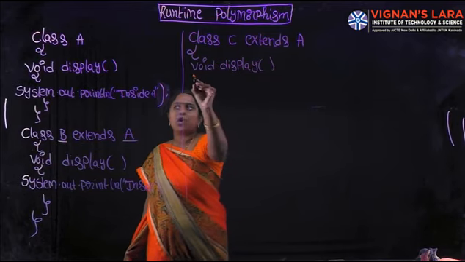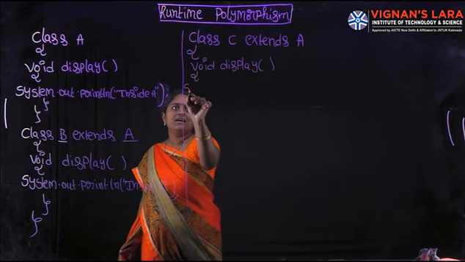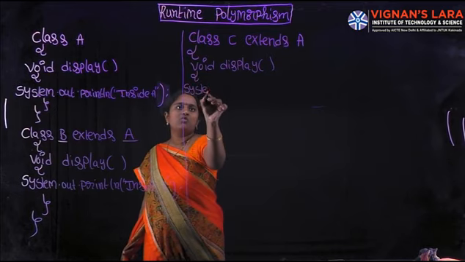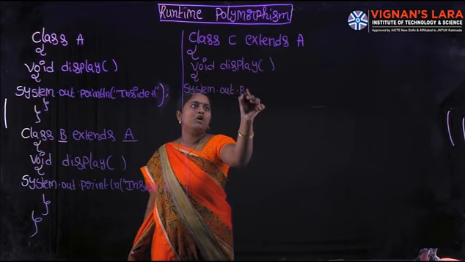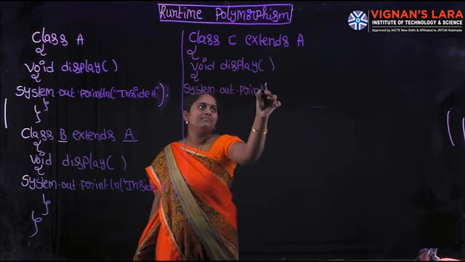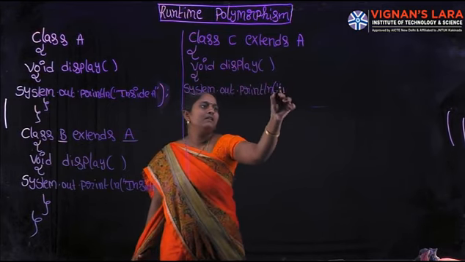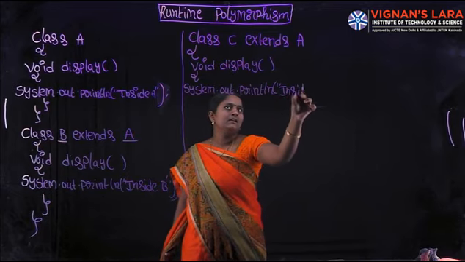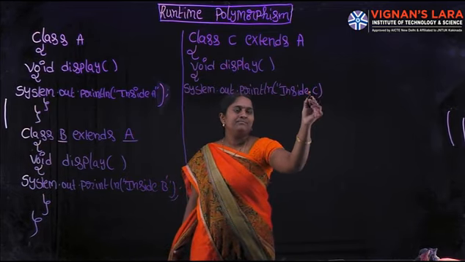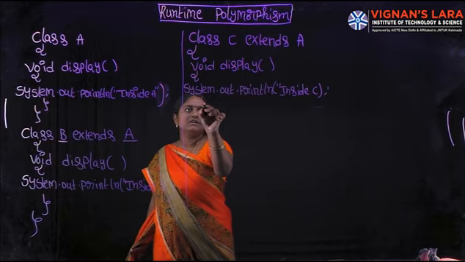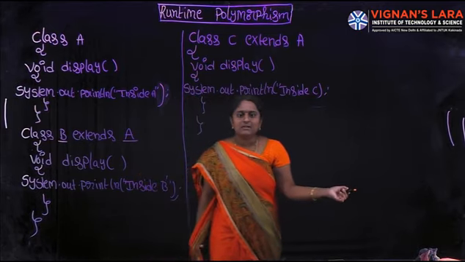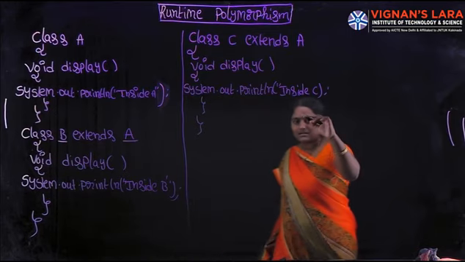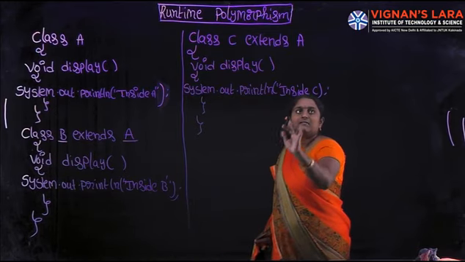What is the body of this display method? Here I am writing System.out.println inside C. Here I am closing the method body and class body. Next one.